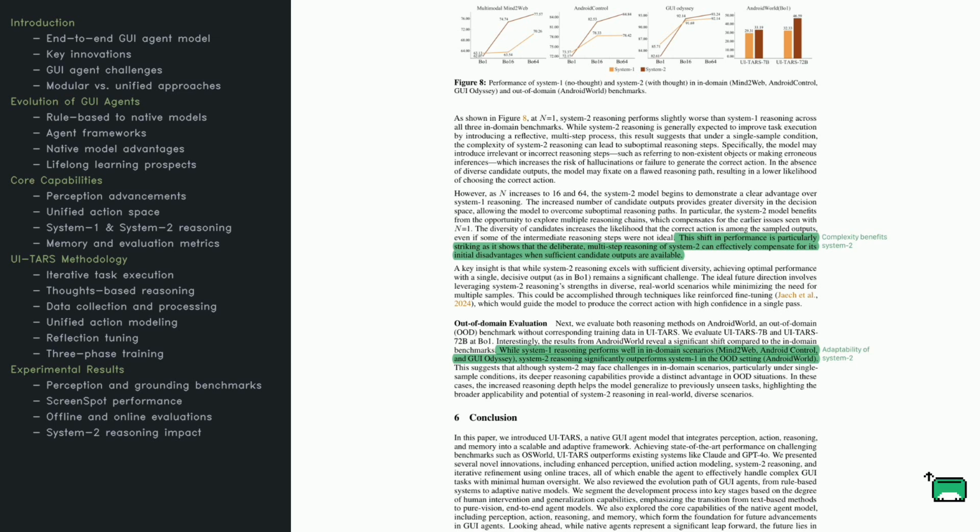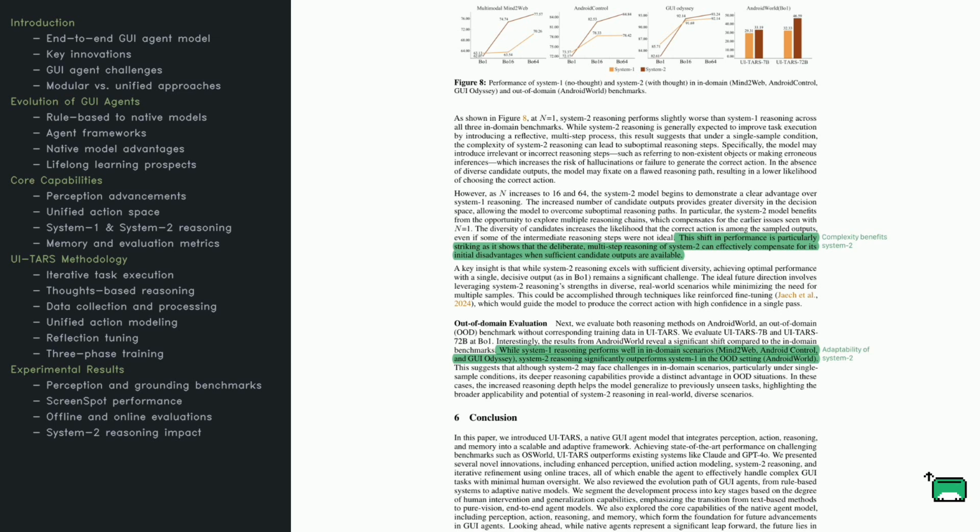When there's just a single correct output, like Bo1, System 2 can sometimes overthink or add irrelevant steps. That leads to mistakes like hallucinations. But as tasks offer more possible outcomes, like Bo16 or Bo64, System 2's thorough reflection pays off, boosting accuracy significantly. When we switch to out-of-domain tasks, such as those in AndroidWorld, System 2 reasoning really shines. It handles unfamiliar challenges better because it can slow down, think deeply, and adjust to new conditions. The takeaway? A hybrid approach might be best. Fine-tune System 2 for the complex, multi-step tasks without slowing it down too much for the simpler ones.